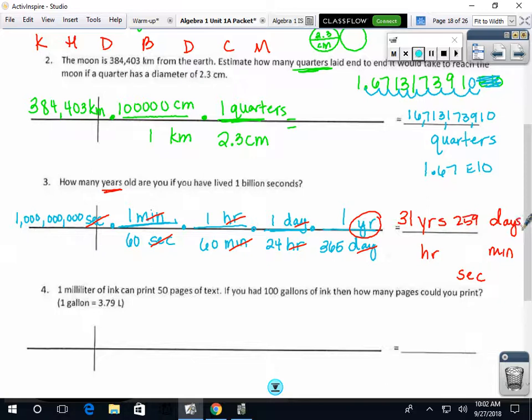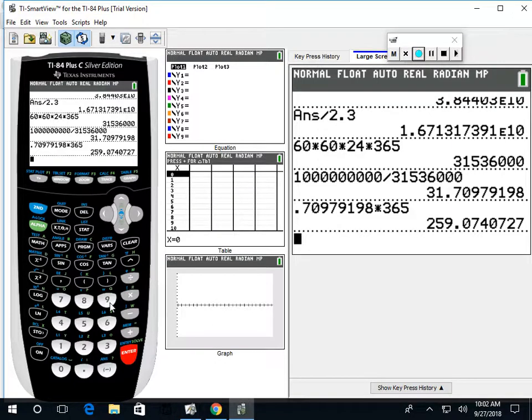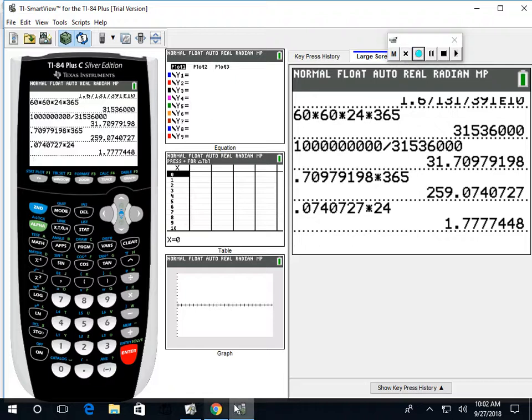And now we're going to turn that into hours. So we take the leftover 0.07400727, and what would we need to multiply it by to turn it into days? 24, or no, we just did days. We're now going to hours. So 24 for hours, and so that's 1 hour.